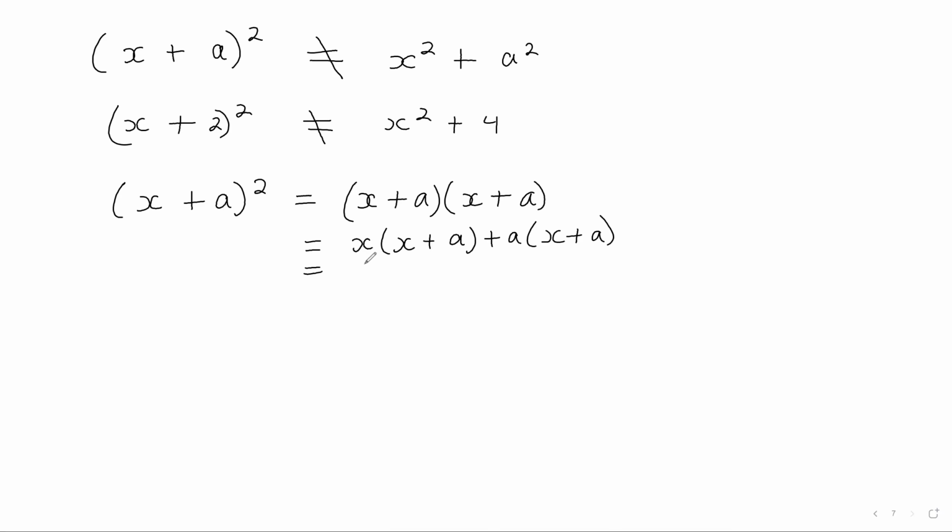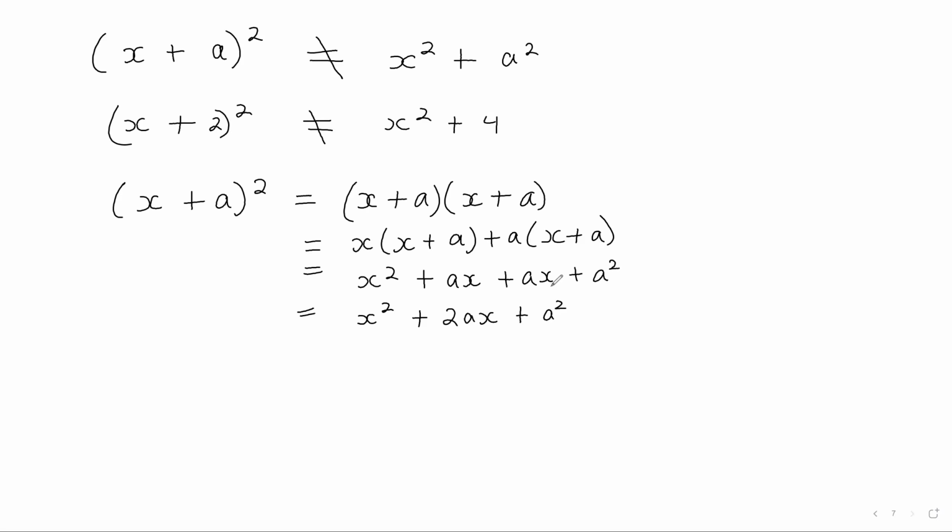So that gives me x by x, which is x squared, and then x by a, which is ax, plus a by x, which is ax as well. And then a times a is a squared. So this gives me x squared plus ax plus ax, which is 2ax, plus a squared.